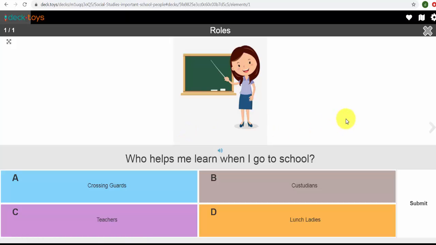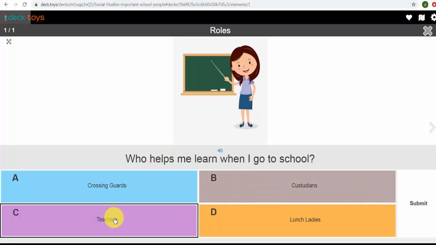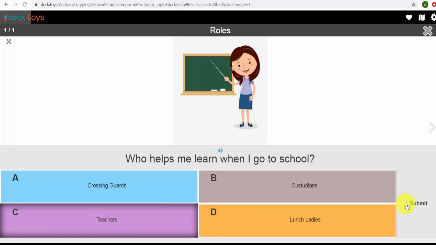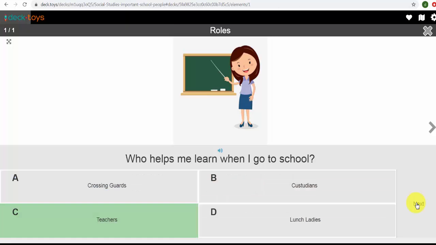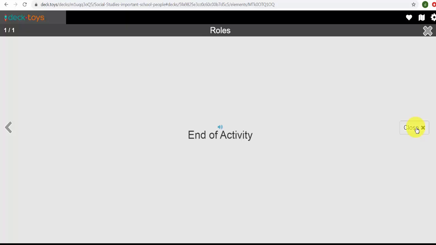Okay, roles. Who helps me learn when I go to school? Crossing guards, custodians, teachers, or lunch ladies? Well, I tell you what, everybody helps. But we'll look at the teachers. It turns green, so you go to the next one.